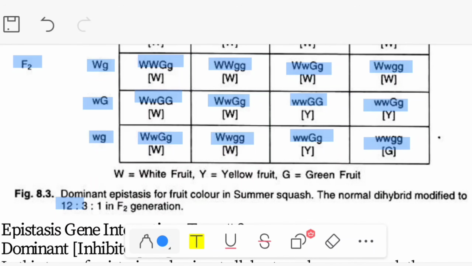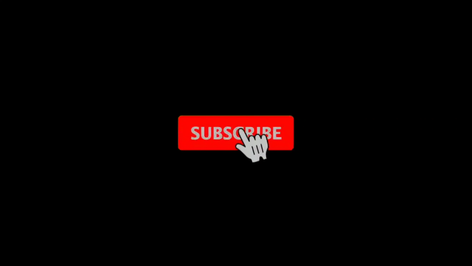Now these were the two types, dominant epistasis and recessive epistasis, in which one gene was masking the effect of the other one. We will continue this portion, but if you have any kind of doubt, you can ask me in the comment section as well.